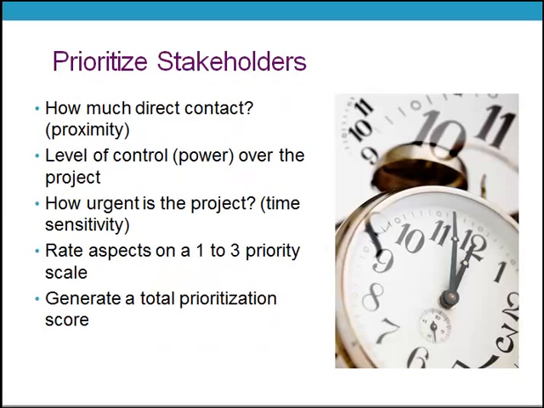To prioritize your stakeholders, you might ask, how involved is this particular stakeholder? How much communication will she or he expect to have? How much control does this stakeholder have? Could the person actually cancel the project? Demand major changes? Does this stakeholder see the project as terribly urgent? Might there be additional schedule pressure? To prioritize these stakeholders, you might rate the aspects proximity, power, and urgency on a scale of 1 to 3 for each of them. And then you can generate a score to determine which might be the most critical.